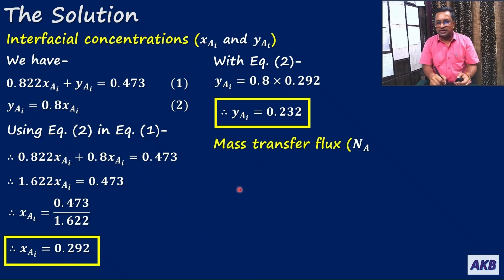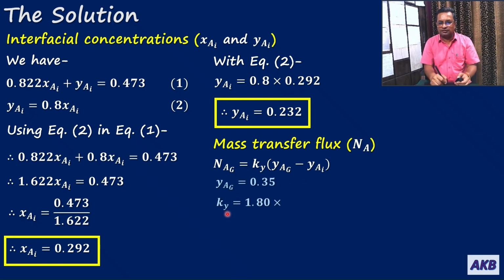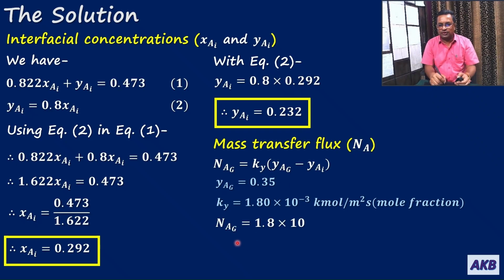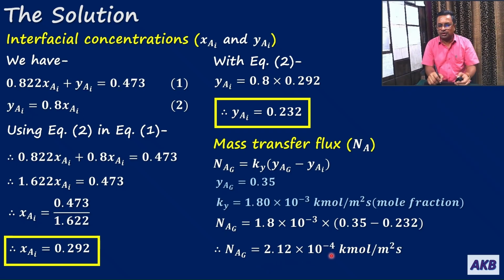Now let us get the mass transfer flux, Na. For that, Nag is Ky into Yag minus Yai. So Yag is 0.35, Ky is 1.80 into 10 to the power minus 3 kilomole per meter square per second per mole fraction. And Yai we have found over here, it is 0.232. Therefore Nag is 1.8 into 10 to the power minus 3 into 0.35 minus 0.232. So that gives us Nag as 2.12 into 10 to the power minus 4 kilomole per meter square per second.